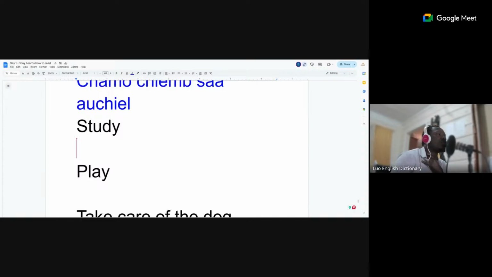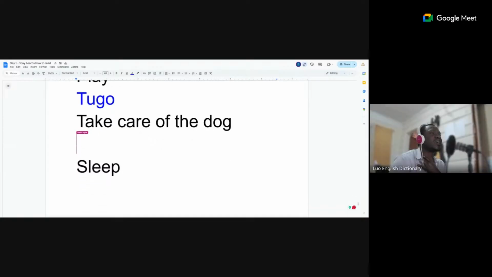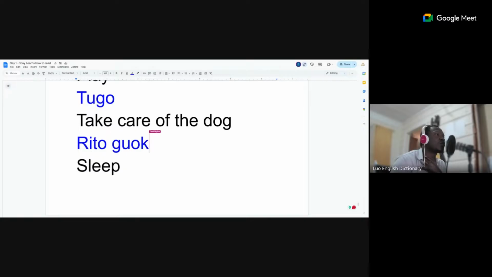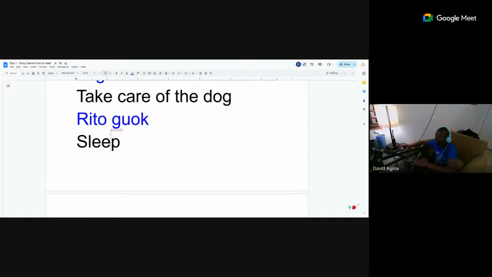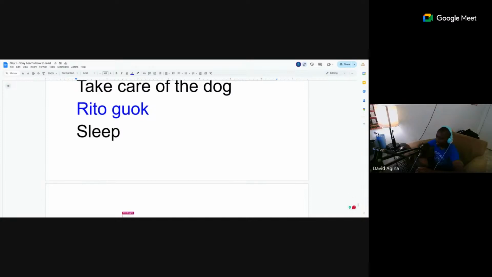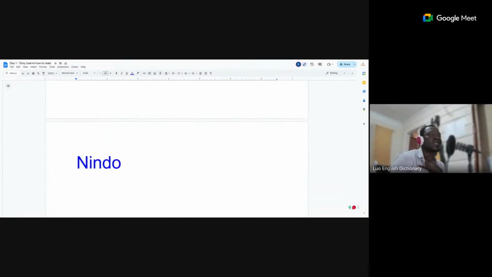Study is somo. And then play is tugo. Then taking care of dog is rito guok. And then sleep is nindo. Yeah, I remembered sleep. I put it on the next page.